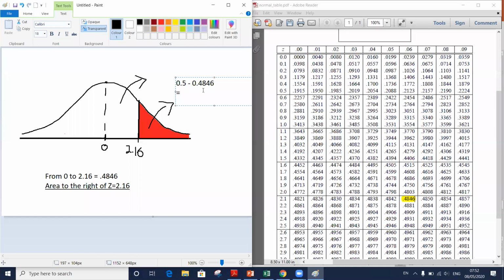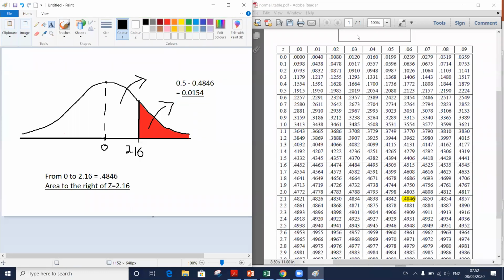0.0154. Right? This should be the answer. 0.0154.